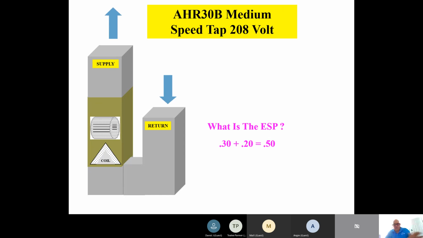Now, please refer to your chart at AHR 30B, medium speed tap, 208 volt table, 0.5 inches of static pressure total. ESP is 0.50 total. Somebody tell me, what's the CFM on this air handler, please? Okay, should be about 890 CFM, 890 CFM.